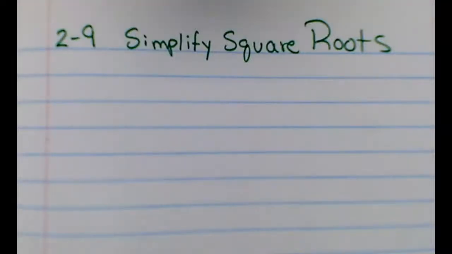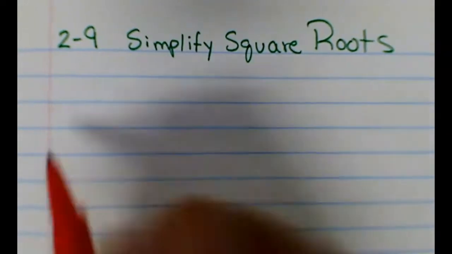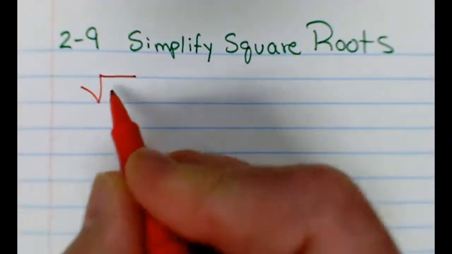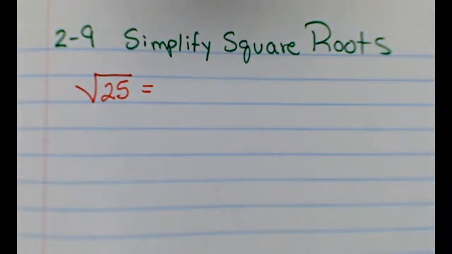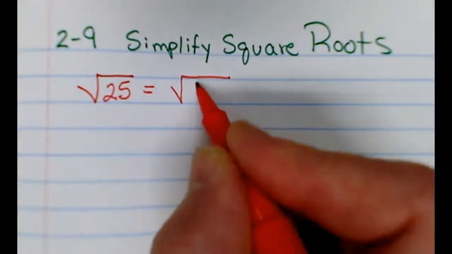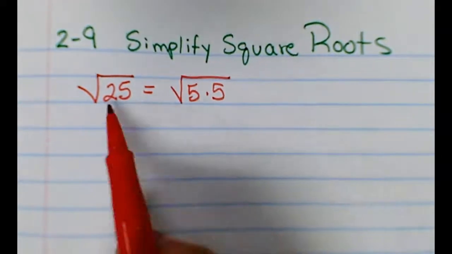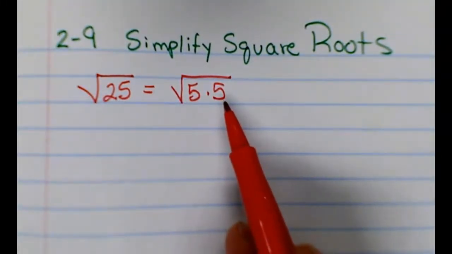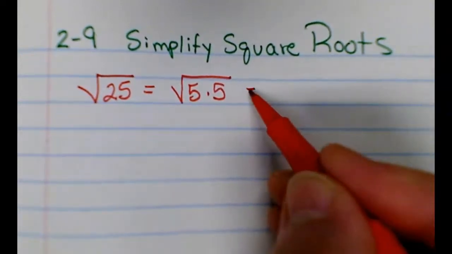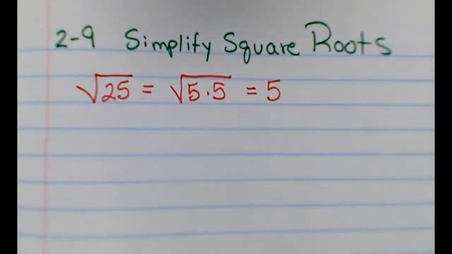We are going to talk about simplifying square roots today. Well, what's a square root? We all know what a square root is, right? So the square root of 25 is, why is it 5? Because 25 is 5 times 5, and the square root asks you what number got multiplied by itself to get the 25.